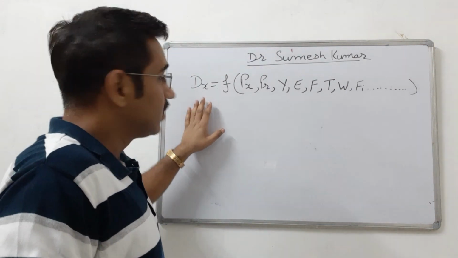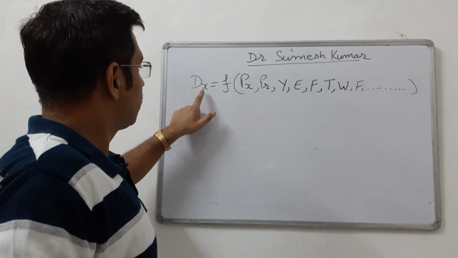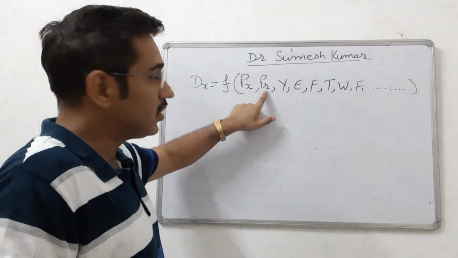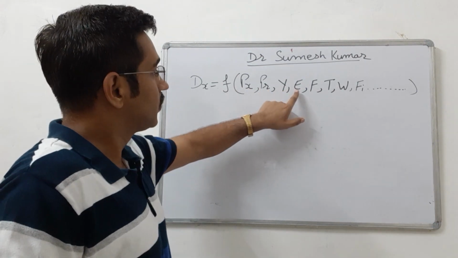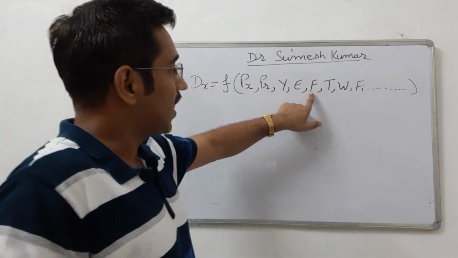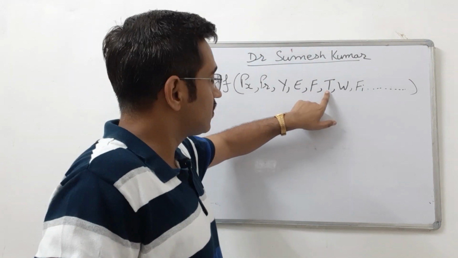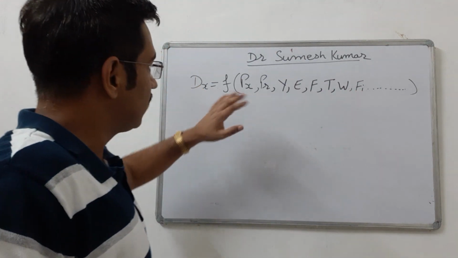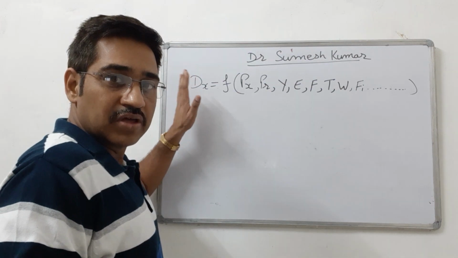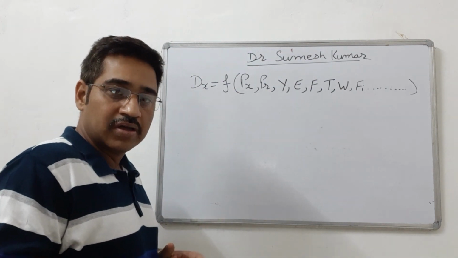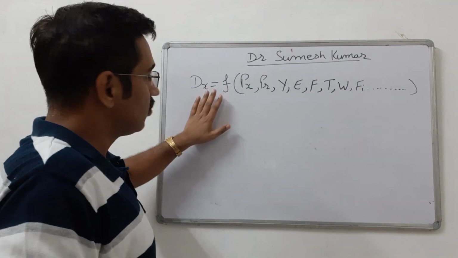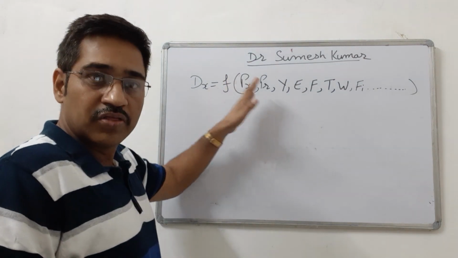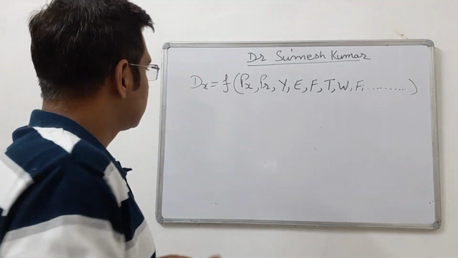Now, how do we read it? We read demand for X commodity is a function of price of X commodity, price of related commodity, income, future expectations, fashion, taste, weather, and finance facilities available. So this equation is known as factors affecting demand. It is also known as determinants of demand. It is also known as demand function. Now let us see how these factors affect demand of any commodity.